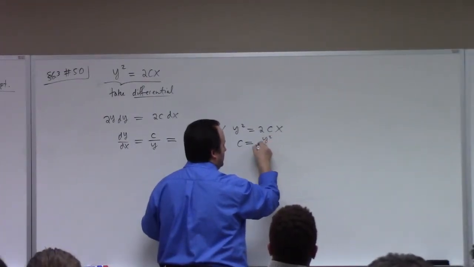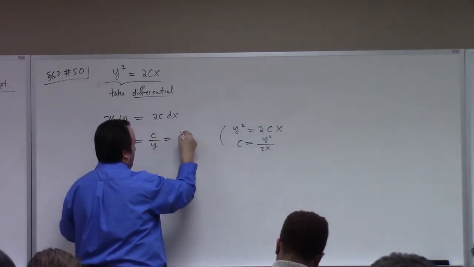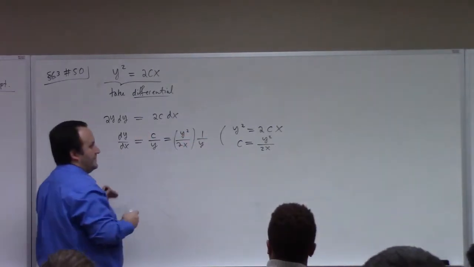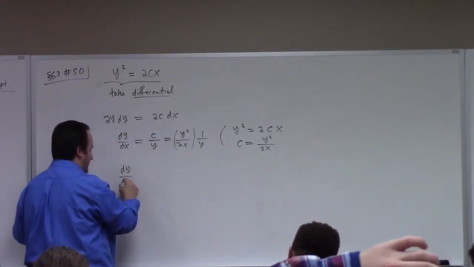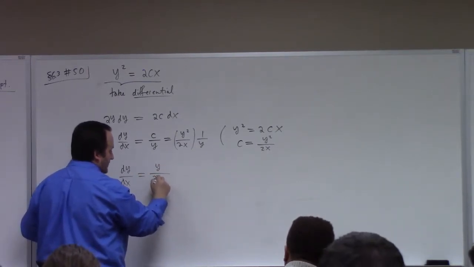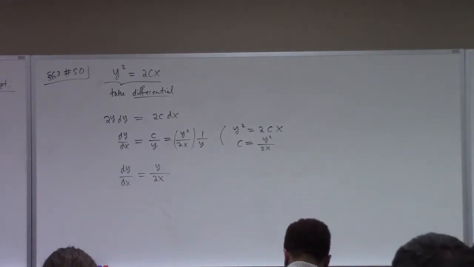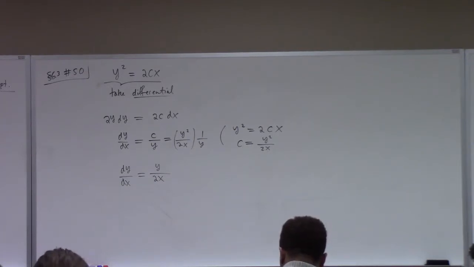Y squared over 2x? Okay. So this is really y squared over 2x times what? 1 over y, because that's my c. Right, so in other words, what we have here is dy/dx is equal to y over 2x. Is this the orthogonal trajectory? No. At the moment, all we've done is found the differential equation which the given family of curves appears as a solution to, right? Okay.